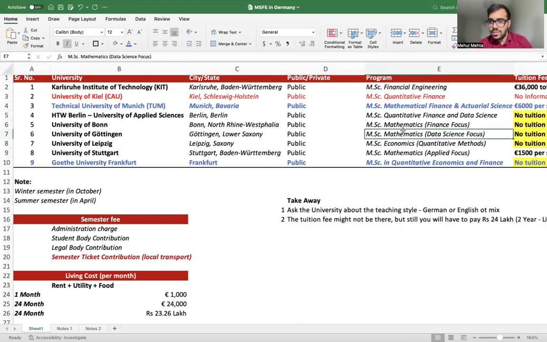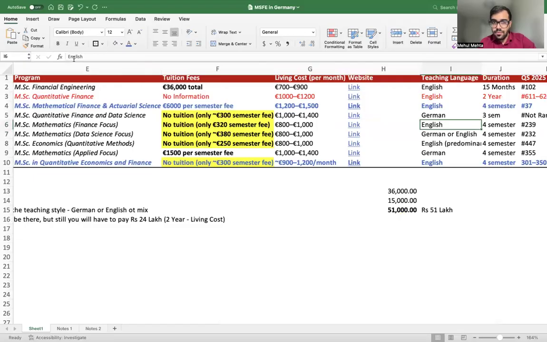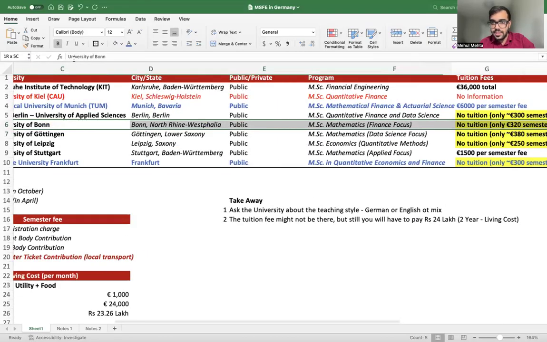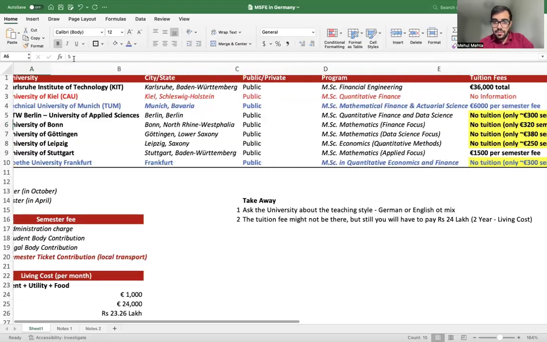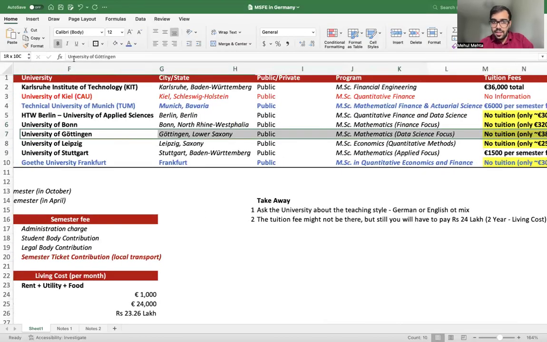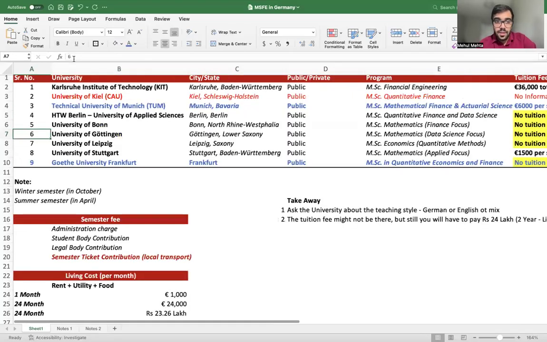But definitely, if you are just thinking of pursuing a master's, just to get that label of a master's, there's no tuition fee, you don't have to pay anything, and even the living cost is cheaper. All right. One good thing I found about the University of Bonn is that the coursework is completely taught in English, which I loved. And at the University of Göttingen, the coursework is taught in German or English. So you need to clarify which courses are taught in German and which courses are taught in English.